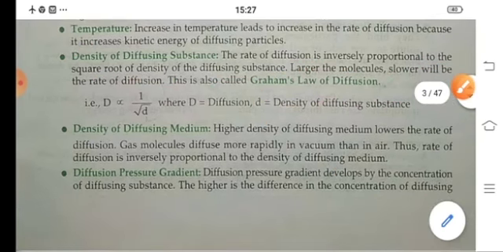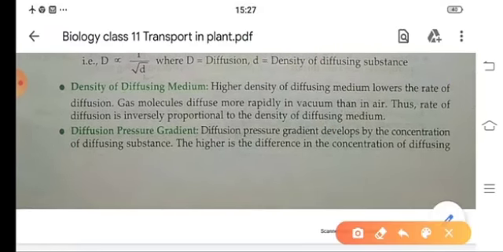Now the density of the diffusion medium also affects the rate of diffusion. The higher the density of the diffusion medium, the lower the rate of diffusion. Okay. Gas molecules diffuse much faster in a vacuum than in air. So the rate of diffusion is also inversely proportional to the density of the diffusing medium.